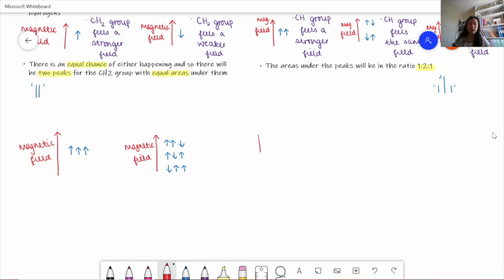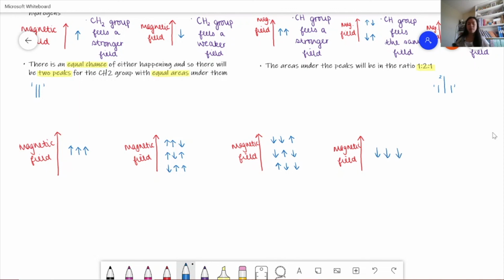We could also get, if we had the magnetic field again going up, two of them not being aligned with this magnetic field. So again, we have another 3 arrangements, another 3 ways that we could get this arrangement. And then the last one would be if we had all of them not being aligned with the magnetic field. So if we had all of them going down.